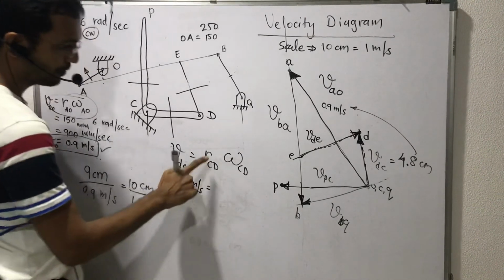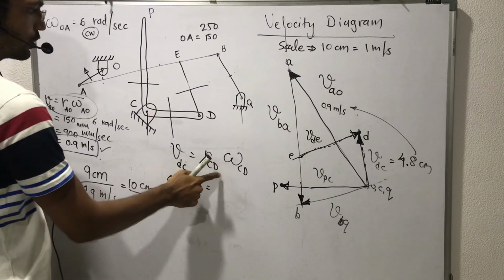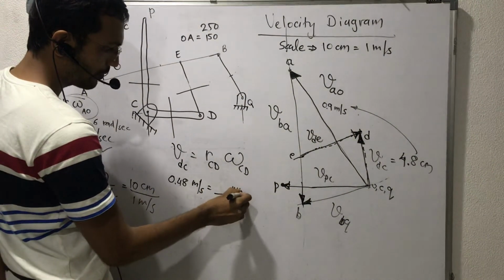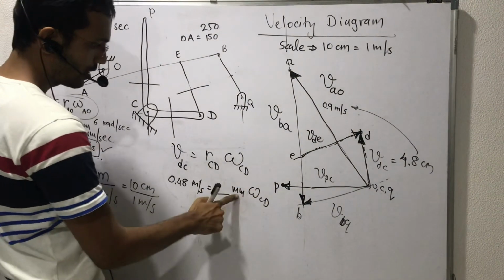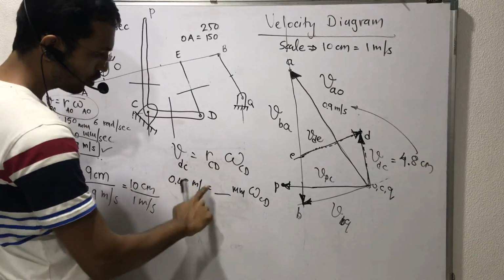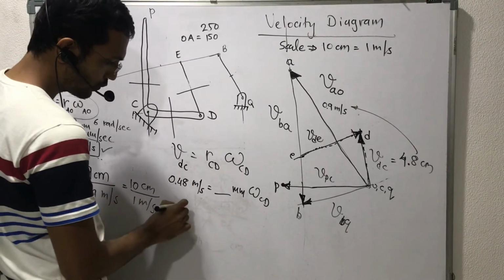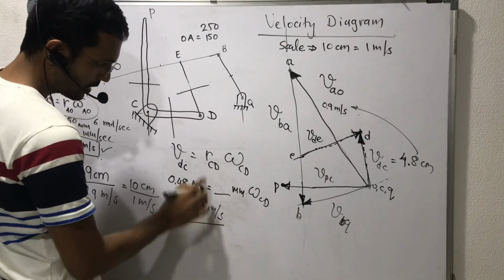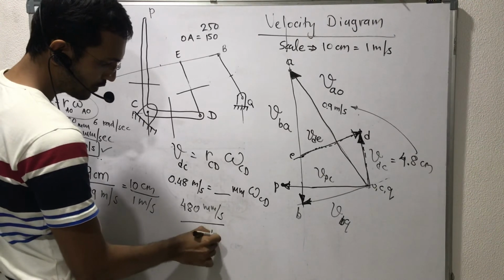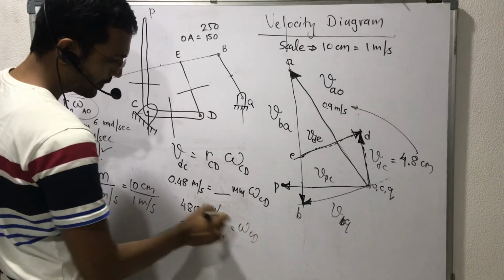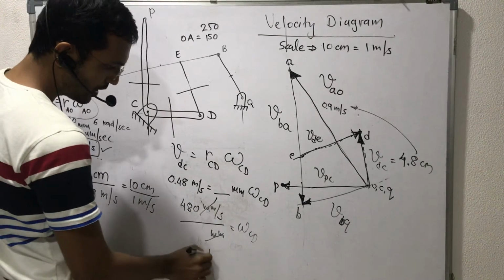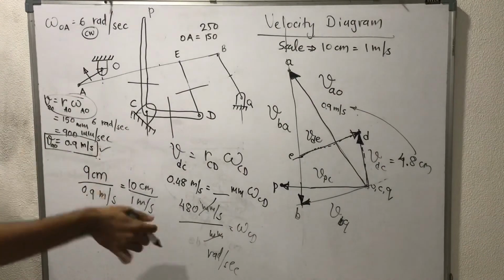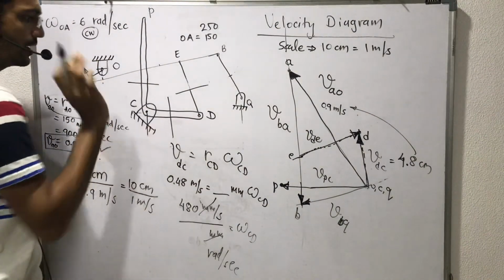It is not a perfect answer. RCD represents the length of CD. The length of CD is given in your question in mm, and omega CD. Now millimeter and meter both have to be interchanged. So 480 mm per second divided by the value of the CD length in mm will be omega CD. Ultimately this division will be in radians per second. For the CD link, the angular velocity of CD is the same as PCD.